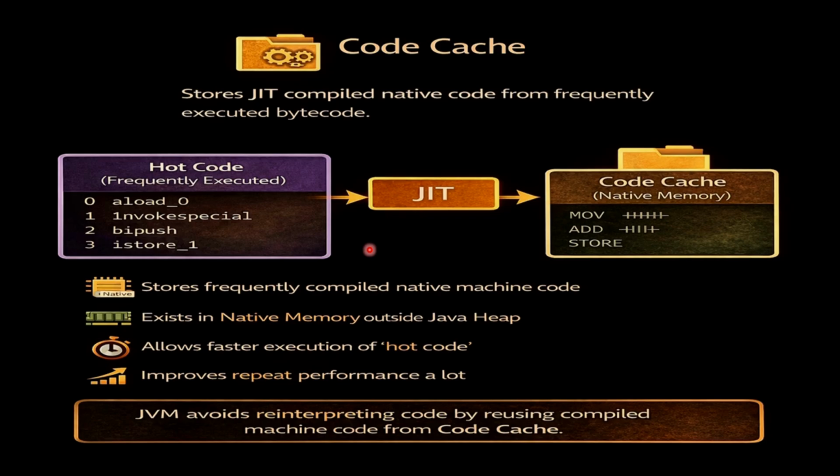So now let's see what are the features of working of code cache. It stores frequently compiled native machine code. So where does code cache exist? It exists in native memory outside the Java heap. It allows faster execution of hot code. This we have already seen. Next, it improves repeat performance a lot. The JVM avoids reinterpreting code by reusing compiled machine code from the code cache. What does it mean? It means the JVM runs compiled code from the code cache instead of interpreting it again. So this is all about code cache.